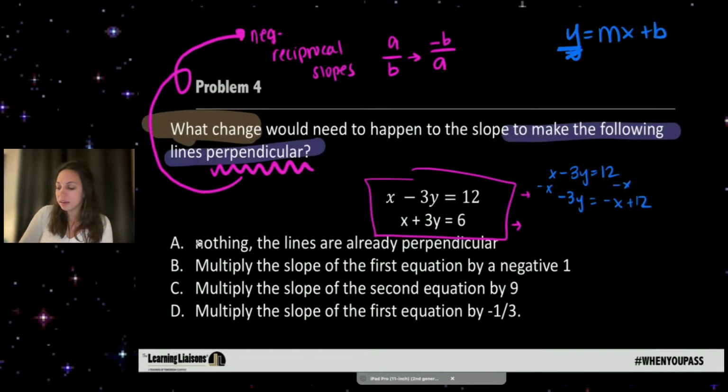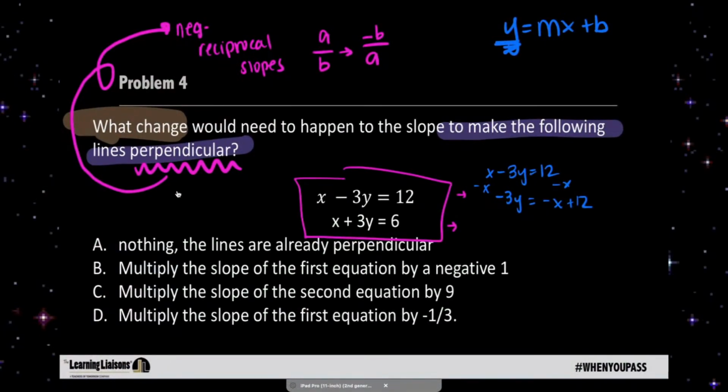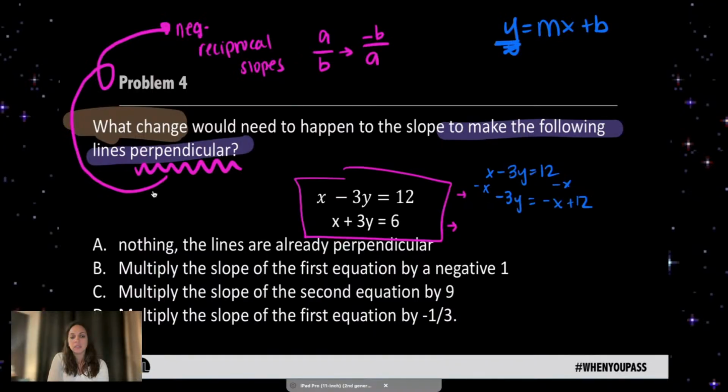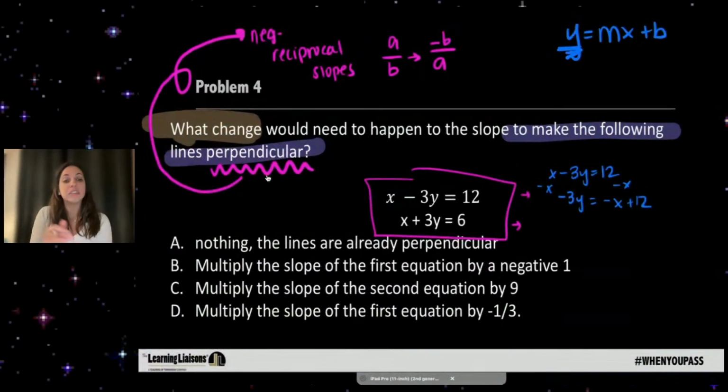Divide both sides by negative 3, but I have to divide everything by negative 3. So I end up with y equals 1/3 x minus 4. Does this part even matter? It doesn't, because we're only looking for the slopes.